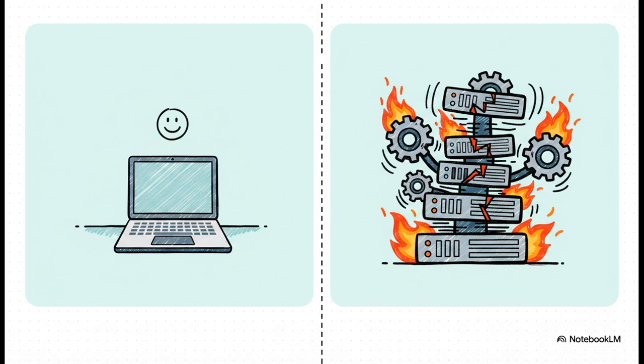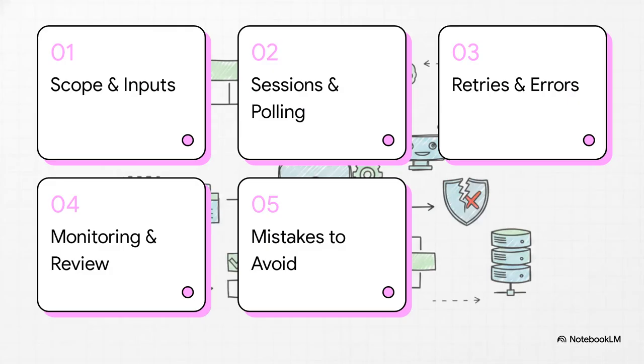That is the real problem we're tackling. The hard part isn't getting one successful solve. It's building a Better-Auth sign-in workflow that's stable, observable, and actually safe to maintain. So here's our practical checklist for this explainer. 1. Scope and inputs. 2. Sessions and polling. 3. Retries and errors. 4. Monitoring and review. And 5. Mistakes to avoid. Let's dive right in.